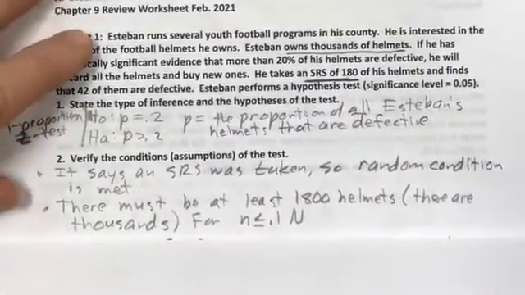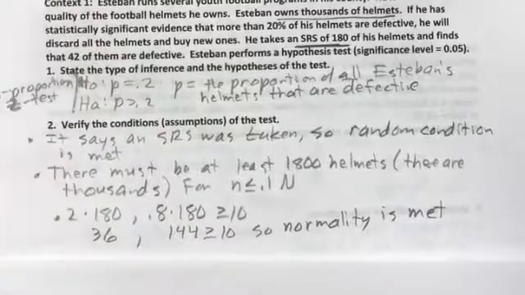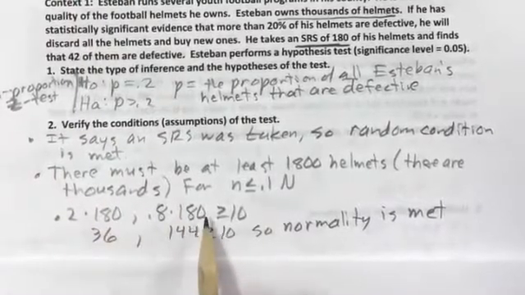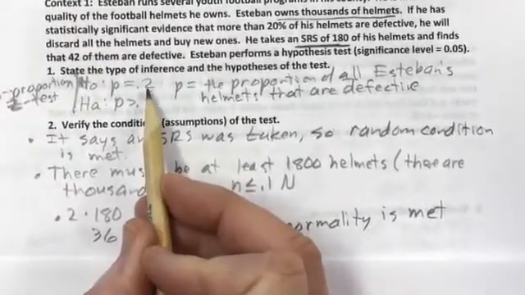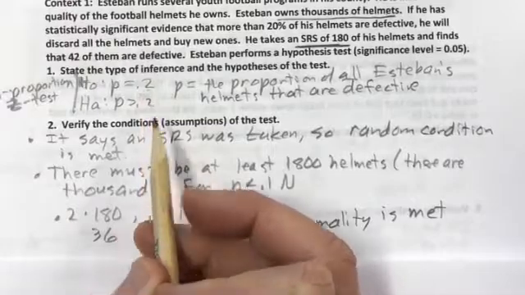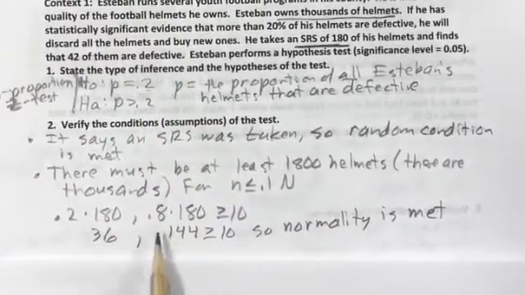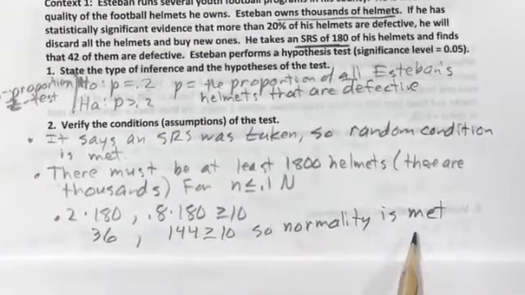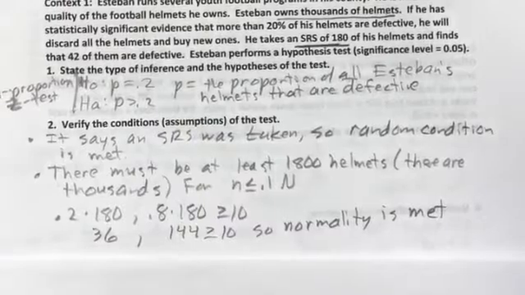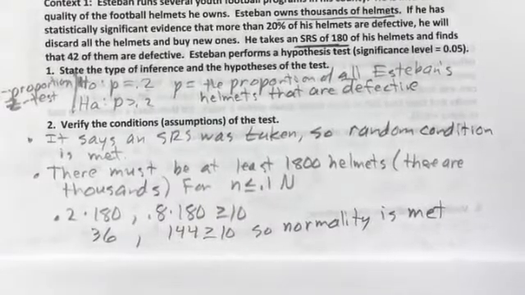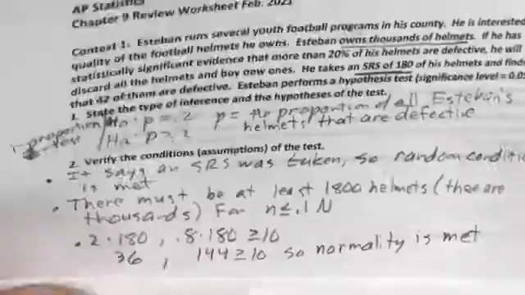All right, and then the third thing we have is normality, which is n times p and n times 1 minus p greater than or equal to 10. And we use this p naught right here for our p whenever we're doing a hypothesis test. Both those are bigger than 10, so normality is met. In other words, we have normality in our sampling distribution of all the possible values of p hat.